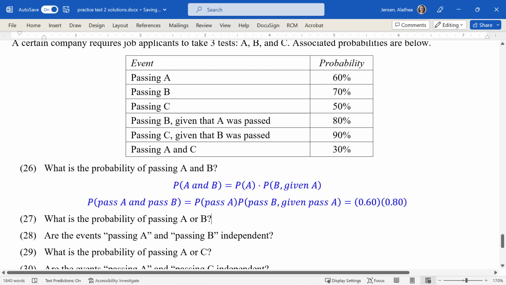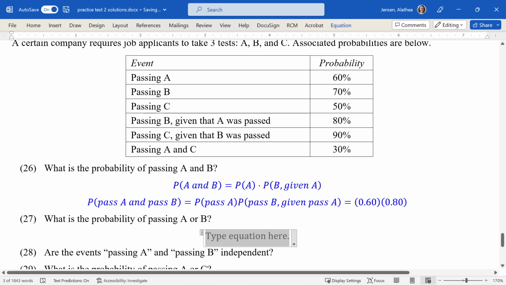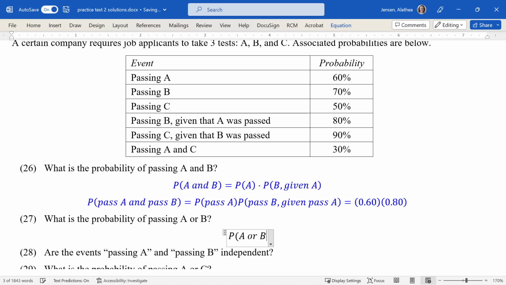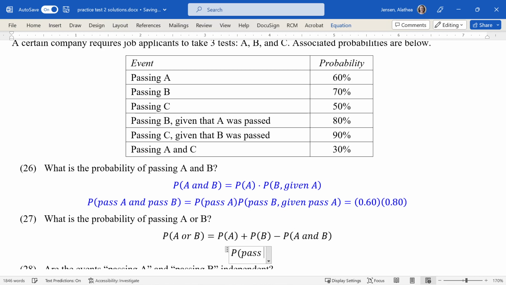Number 27, what is the probability of passing A or B? So now I need my OR formula, and these events are not mutually exclusive. So I'm going to use the full OR formula that looks like this, where I have to subtract the probability that both events happen. Okay, so my events are passing A or passing B. So I'll do each one individually, add those together, and then I subtract the probability that both are passed.